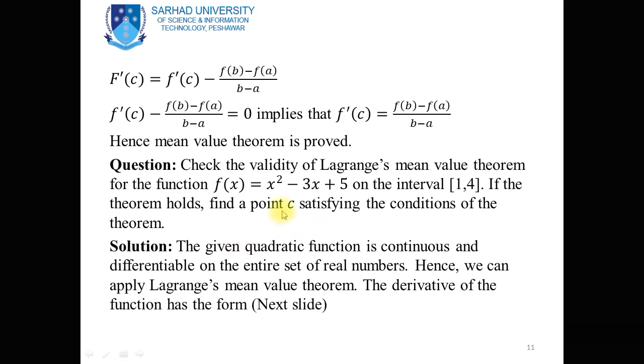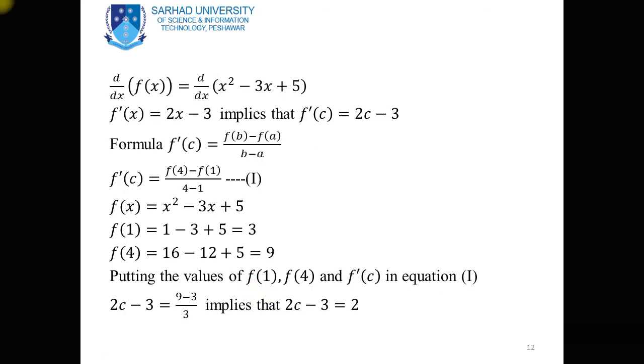The given quadratic function is continuous and differentiable on the entire set of real numbers. So this function is continuous on this closed interval and differentiable on the open interval. Hence we can apply the Lagrange mean value theorem. This is the derivative of the function x square minus 3x plus 5 with respect to x. Using the power rule, we obtain the derivative of the function equal to 2x minus 3, and this implies that the derivative of the function at x equals c is 2c minus 3.